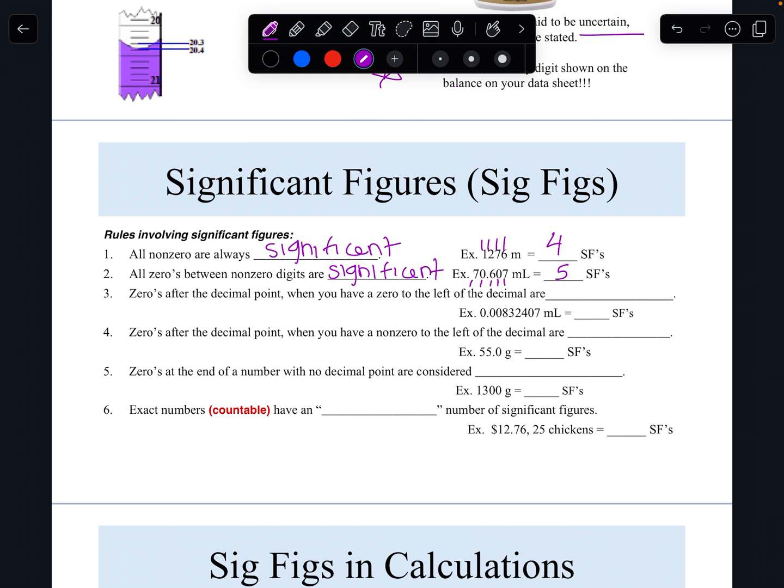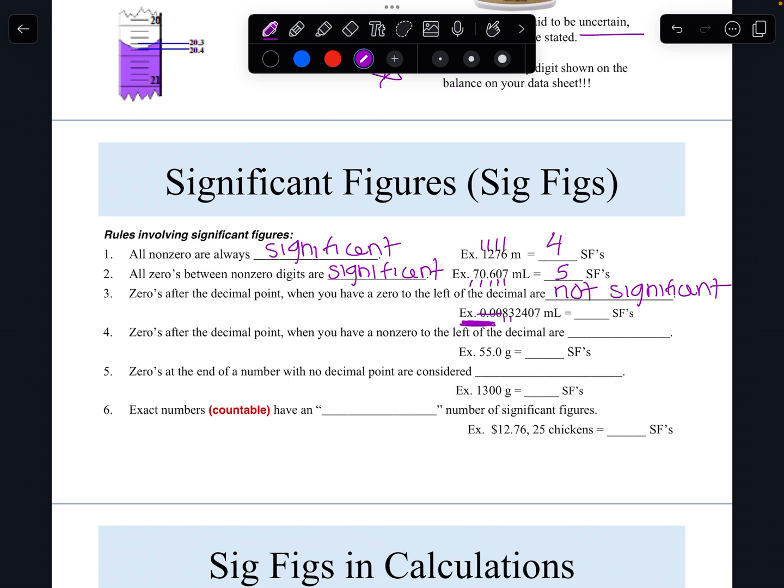All right, third rule, zeros after the decimal point when you have a 0 to the left of the decimal point are not significant. I know that's a little bit confusing, so let me give you an explanation. Since there are no non-zero digits here in the front, these zeros are not significant. That doesn't mean you don't write them. It just means when you count them, they're not considered a significant digit. So the number doesn't change, but the number of sig figs does.